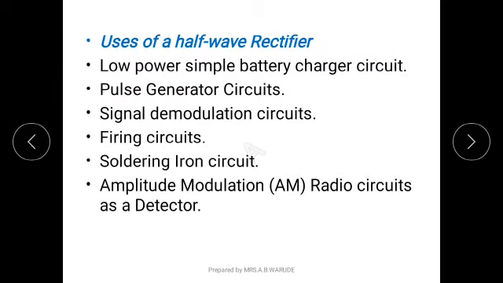But these half wave rectifiers are also used in some circuits, that is, low power simple battery charger circuits. These half wave rectifiers are also used in pulse generator circuits. They are also used in firing circuits, signal demodulation circuits, soldering iron circuits, and also in amplitude modulation, called AM radio circuits, as a detector.